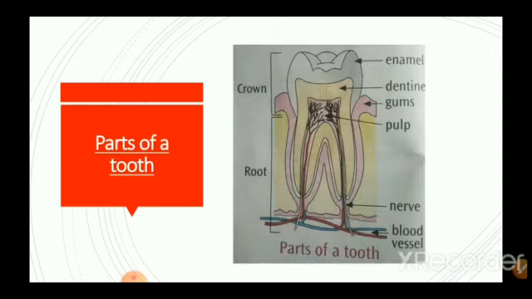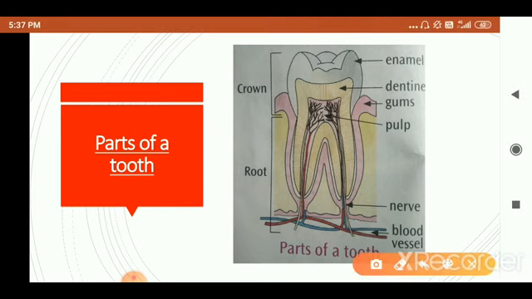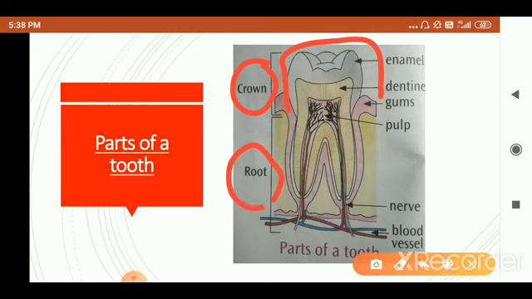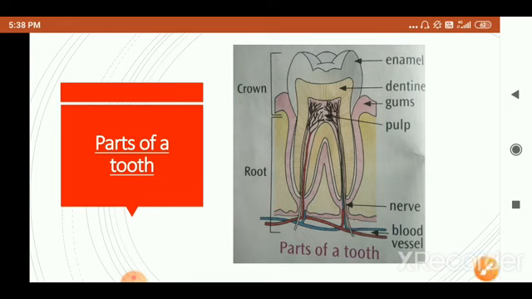Just have a look. See here, you can see very clearly the crown, which is the visible white part of your tooth, and this is the root which I was talking about, the second part, and it is inside the gums. These are the pinkish area called gums. So the tooth root is present inside the gums. And next we will see what layers a single tooth has.